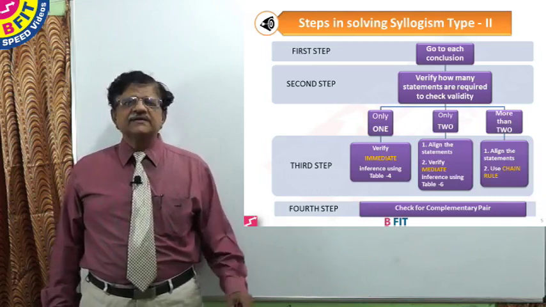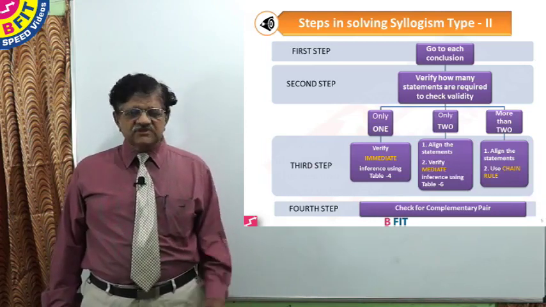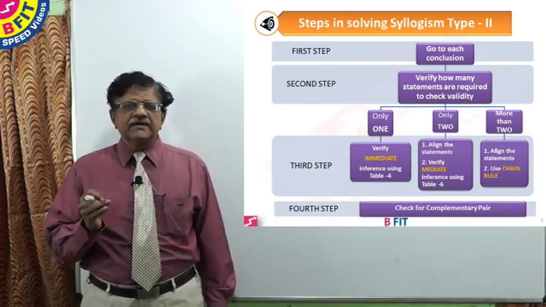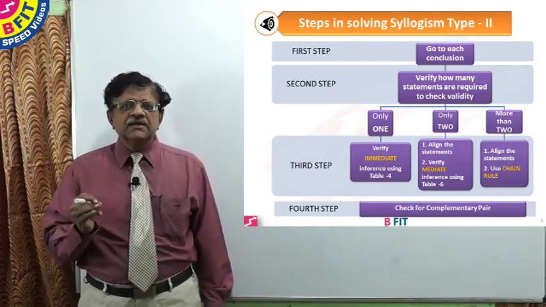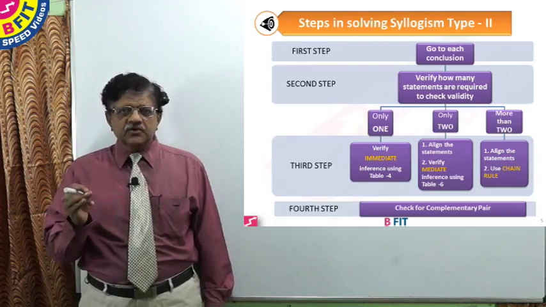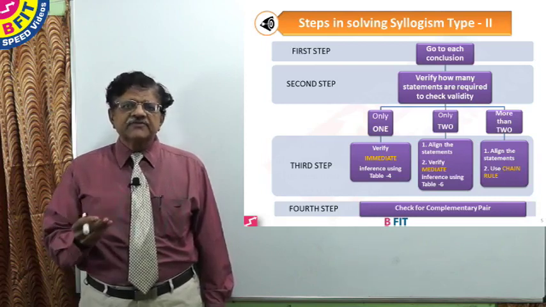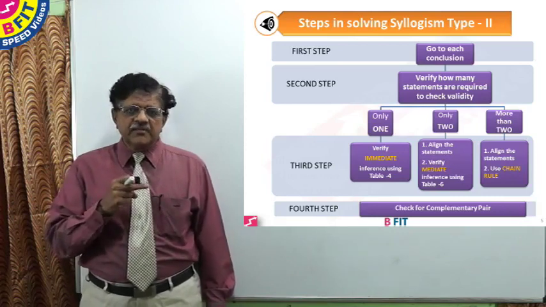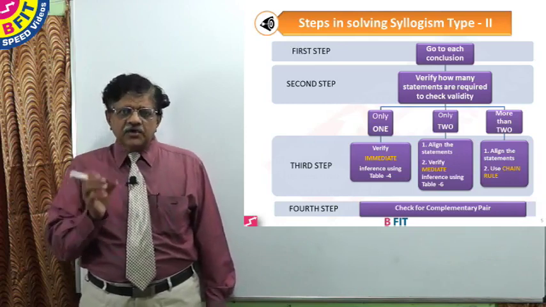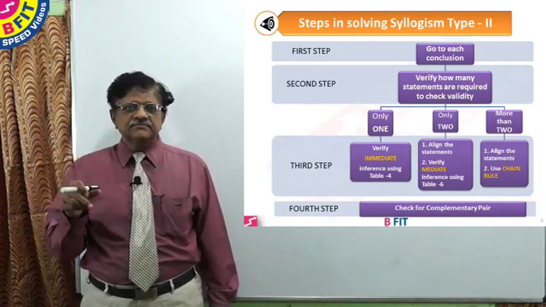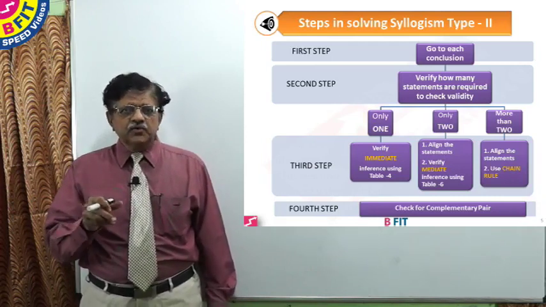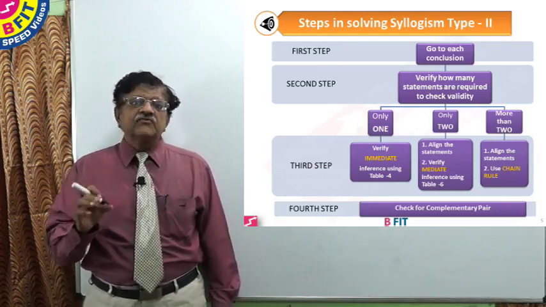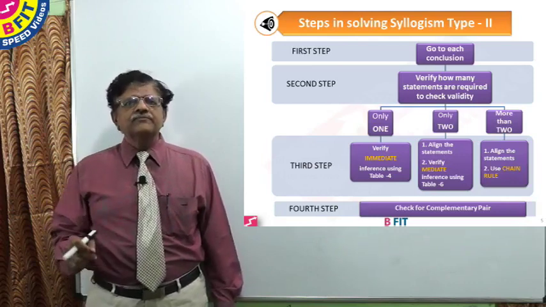To restate or recapitulate, what are the four steps? First step, go to each conclusion. Second step, find out the subject and predicate of the conclusions. Verify the subject and predicate of the conclusion. Third step, if the conclusion is drawn from a single statement, use immediate inference in table 4. And if the conclusion is drawn from two statements, then it is mediate inference, use table 6. And if the conclusion is drawn from three statements, then apply chain rule.